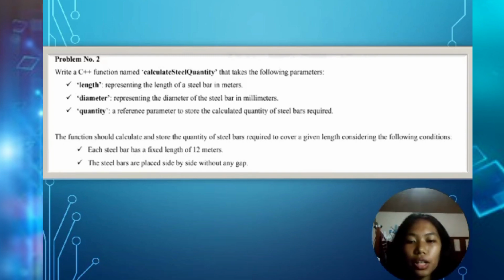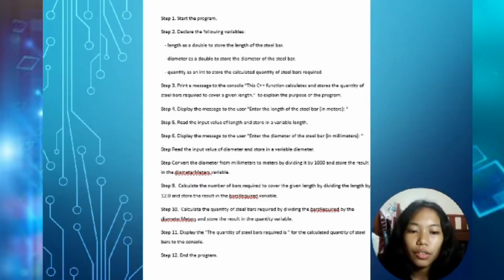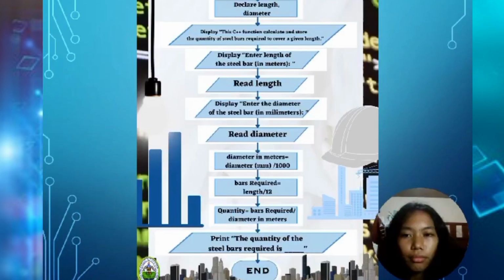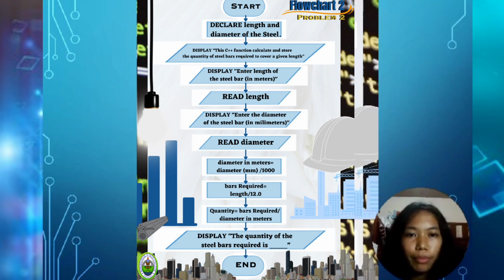The function should calculate and store the quantity of steel bars required to cover the given length, considering the following condition. Each steel bar has a fixed length of 12 meters, and the steel bars are placed side by side without any gap. Shown here is our main algorithm, which will be discussed using a flowchart. So the flowchart is in the next slide. So here is the flowchart of our solution to problem 2.